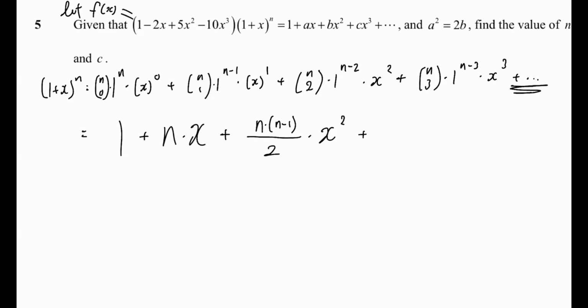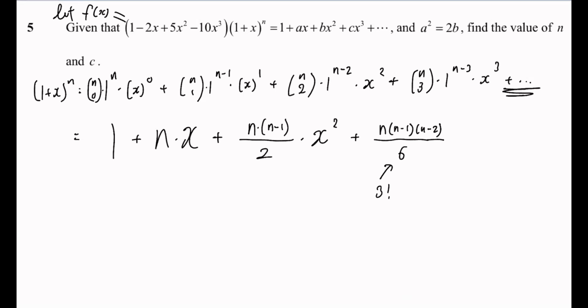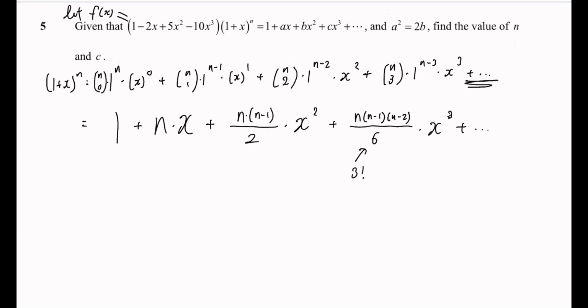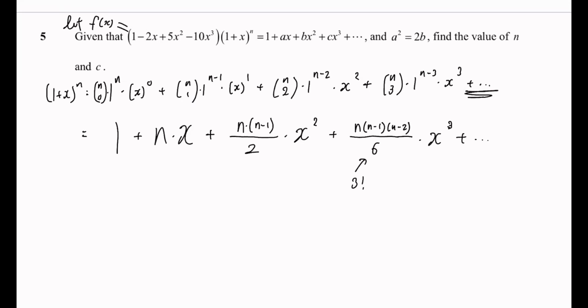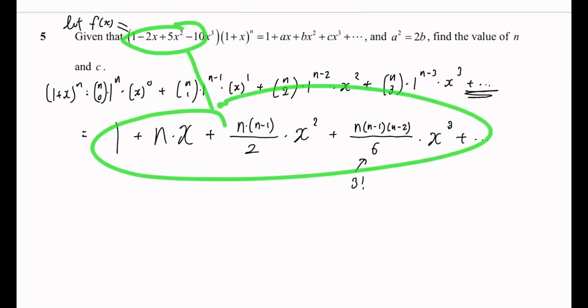Next one, what's n choose 3? Fraction. n times n minus 1 times n minus 2. You see 3 here, so what should be at the bottom? 6, which is 3 factorial. Then times 1 power anything is just 1, then times x cubed plus dot dot dot. Okay, that's good. Then this is the expression up to x cubed. Then we now need to use the information given to us. They give us coefficients. So we need to multiply all this cubic with this fellow here. Then we compare coefficients and make use of a squared equals 2b.